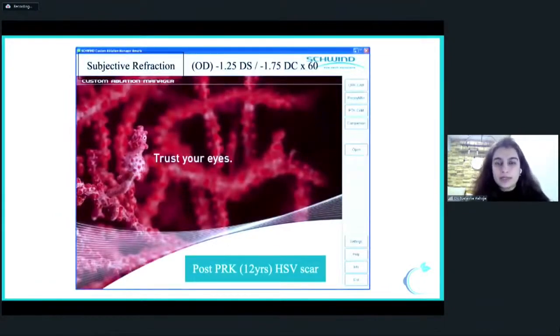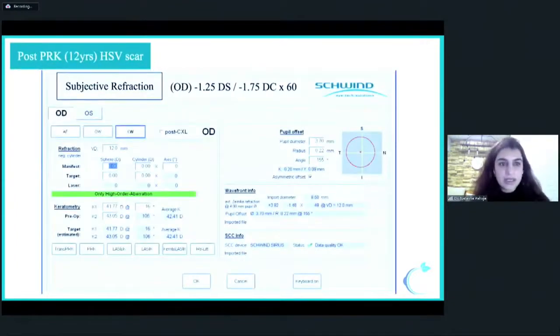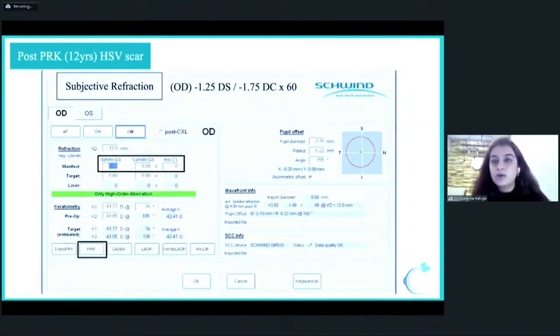I did it on the Schwind Amaris. I went to the ORK cam. This is where the corneal wavefront correction happens. So what I essentially do is put the manifest refraction as 0 and look at the ablation profile. Now you have to do it in the PRK mode, because if you do the trans PRK mode, then the ablation profile is just red all over and you do not see the subtle changes that can be picked up in an ablation profile. After that, the treatment is obviously done in the trans PRK profile.